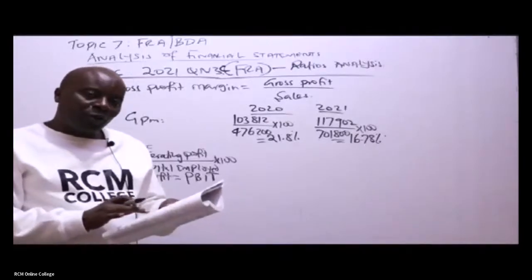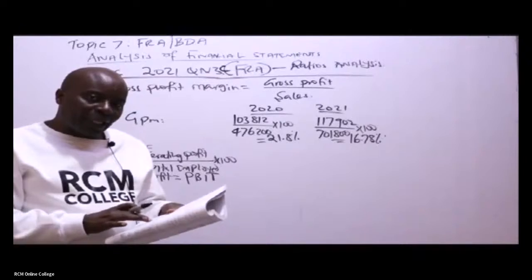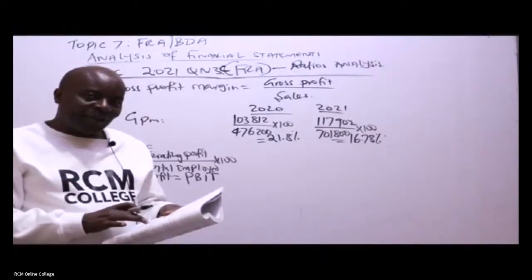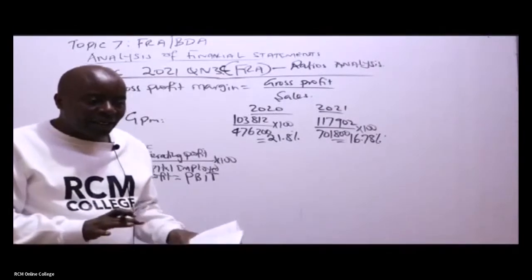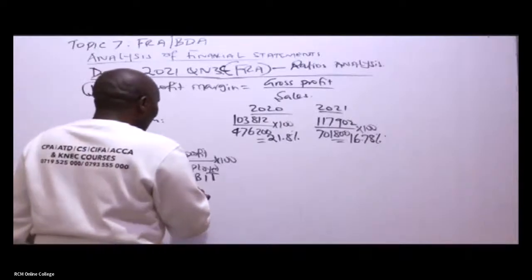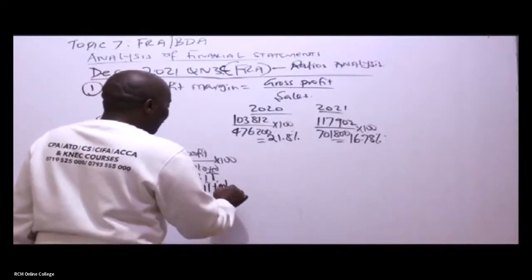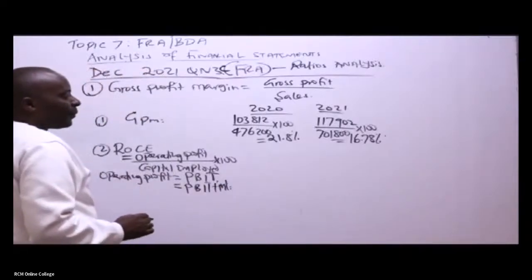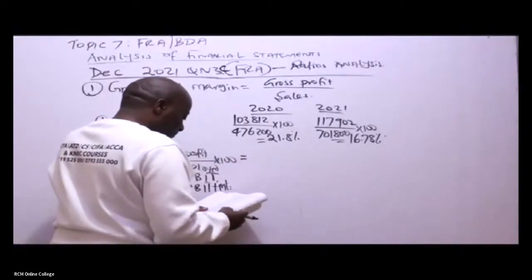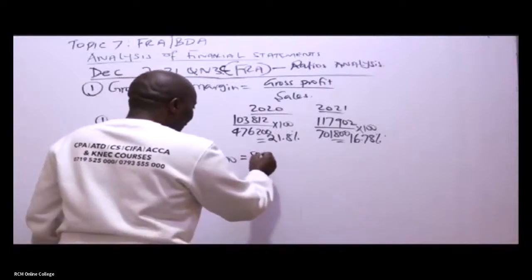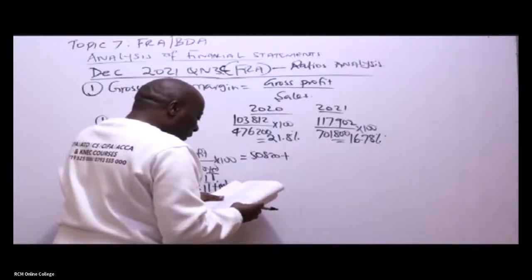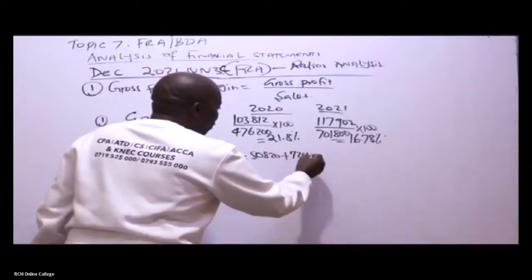Because you see, this figure is profit before tax. To arrive at that, they subtracted the interest. Interest is the same as finance cost. So to undo that, we add back the interest charge. So in this question, this will be PBT plus interest. I can see PBT is 50,820 plus the interest for this year, which is the same as finance cost, is 7,200.